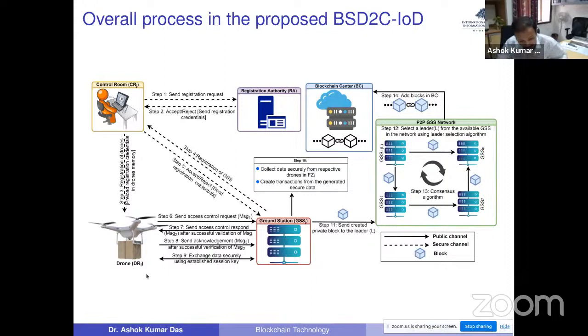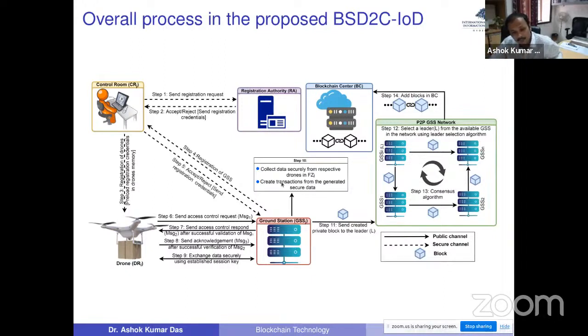Then that session key will be used for exchanging the data securely between the drone and GSS. So that will be called the transactions. Once the data is securely collected by the ground station servers, they will create the transactions. Transactions may be from the control room to GSS, a data delivery request message, or from the ground station server to the drone to GSS.